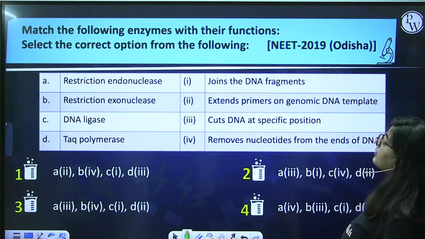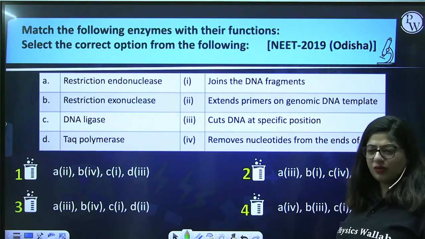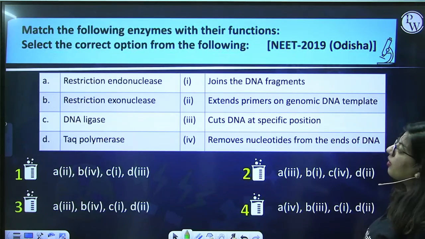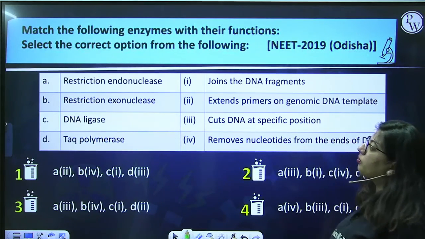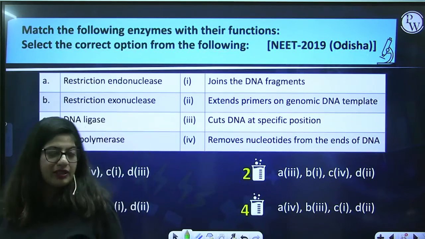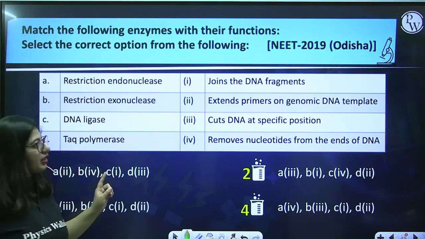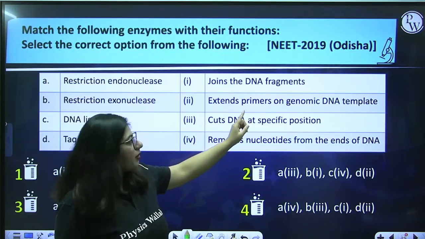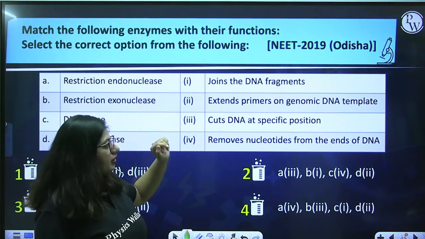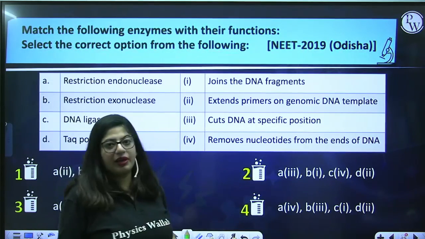Next. Match the following enzymes with their functions. It's a 2019 question, not the most recent one. Select the correct option from the following. In column A, we have restriction endonuclease, restriction exonuclease, DNA ligase and Taq polymerase. Here we have: join the DNA fragments, extend primers on genomic DNA template, cut DNA at specific position, removes nucleotides from the ends of DNA.